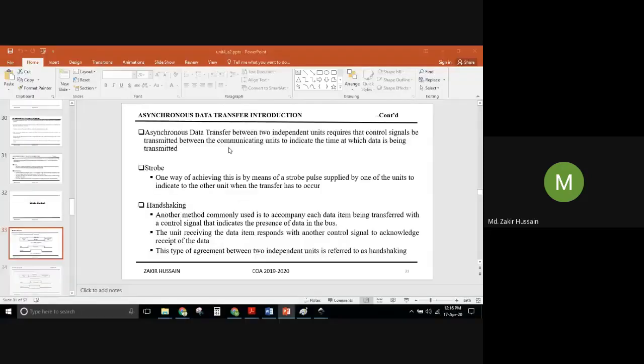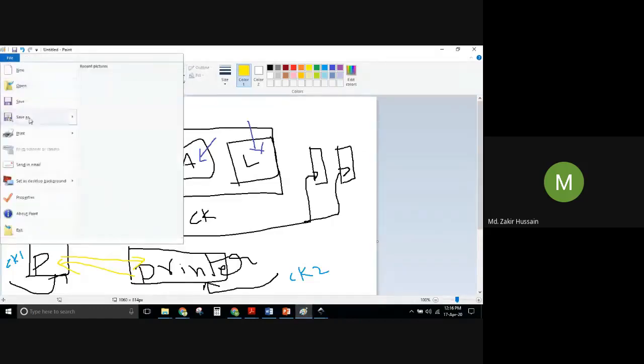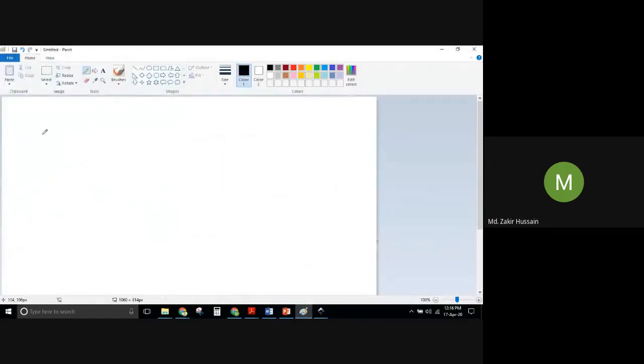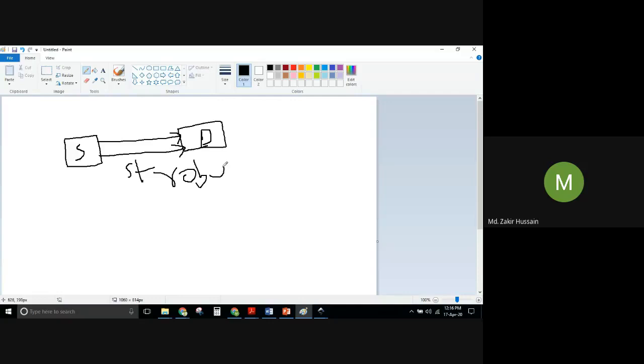I'll just go back to the paint. So you have one source here and one destination here. You are transmitting data from source to destination. This data is treated as valid by the destination unit only when the strobe signal is high. And the strobe signal's arrow mark is towards the destination. That's why it is called source initiated strobe.